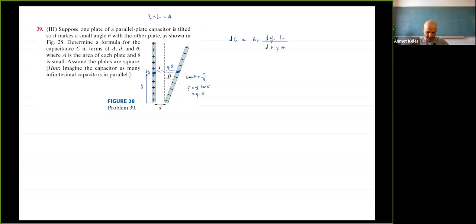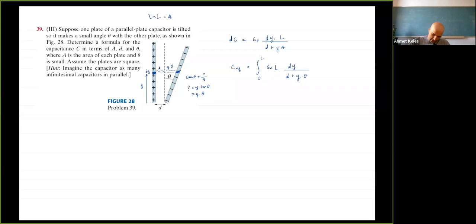And now I know capacitors in parallel are summed up, which is nice. So C equivalent is the sum of all these little chunks, which is dC, which is equal to epsilon naught L, so this is dy divided by d plus y times theta. And my limits are going from y equals 0 to y equals L. I think this integral we can take.